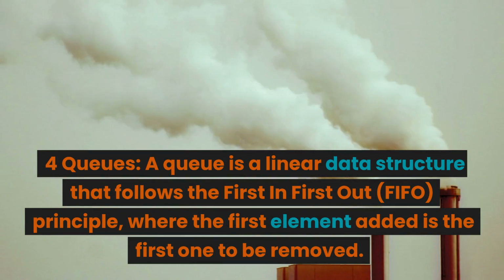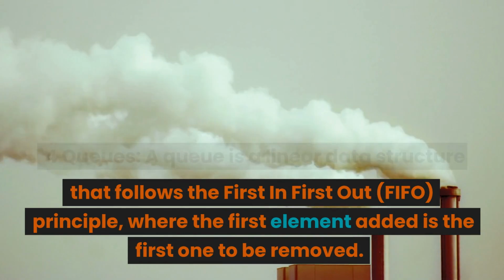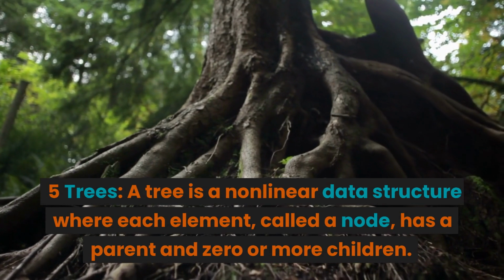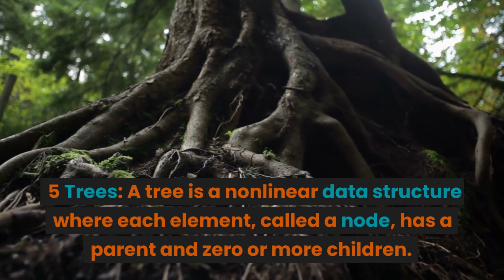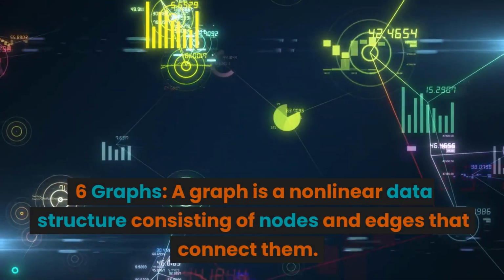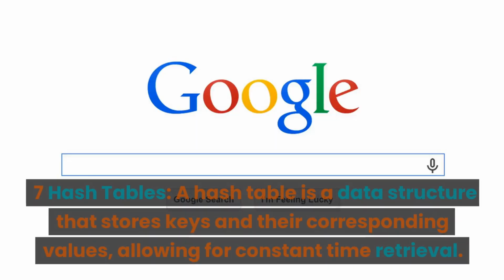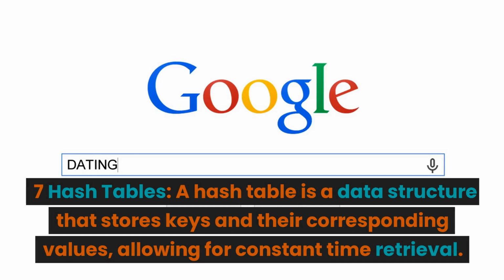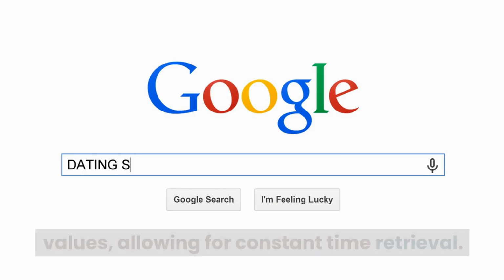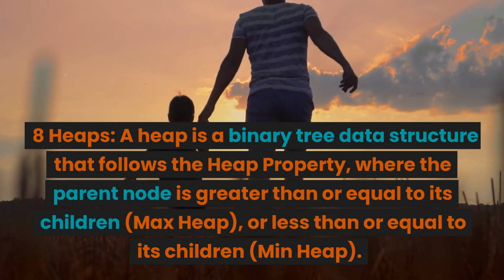4. Queues. A queue is a linear data structure that follows the first in first out, FIFO, principle, where the first element added is the first one to be removed. 5. Trees. A tree is a nonlinear data structure where each element, called a node, has a parent and 0 or more children. 6. Graphs. A graph is a nonlinear data structure consisting of nodes and edges that connect them. 7. Hash tables. A hash table is a data structure that stores keys and their corresponding values, allowing for constant time retrieval.